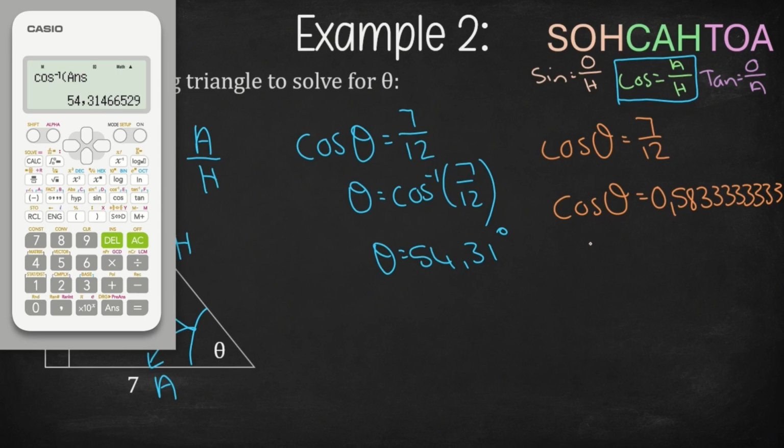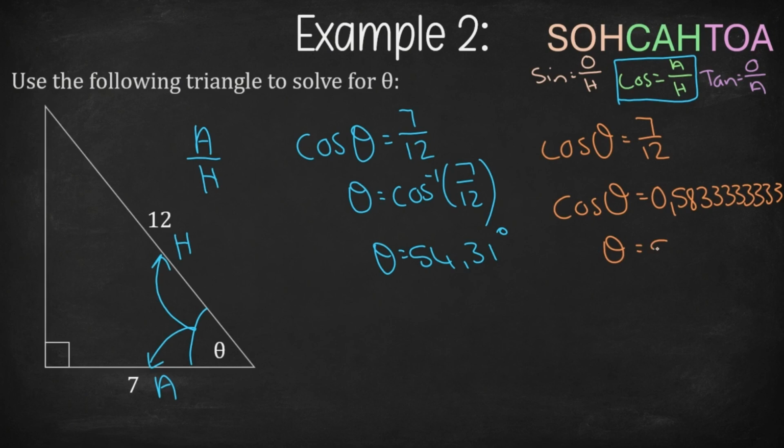So I'm going to write theta is equal to 54,31 degrees. So just to recap, even if you use the fraction or if you use the decimal, you will get to the same answer, provided that you don't round off this yet, only your final answer.